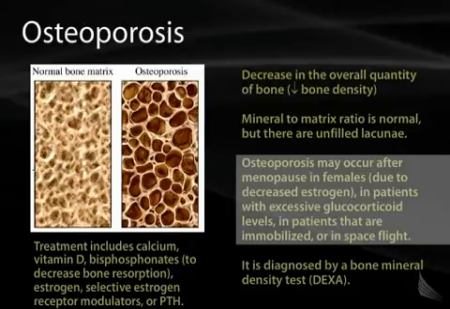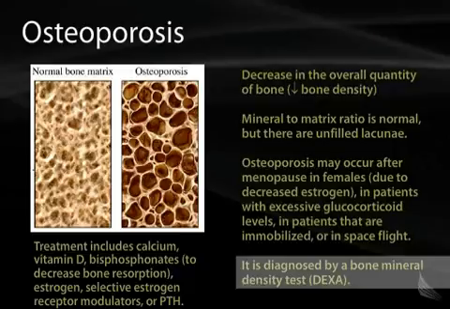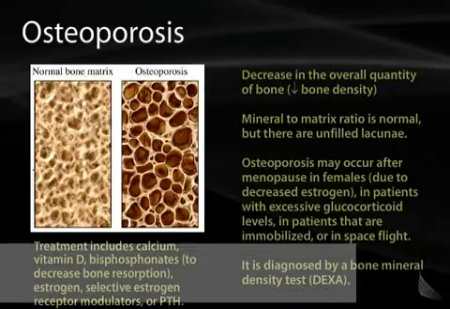And osteoporosis may occur oftentimes in females after menopause because estrogen is a very important hormone that maintains bone mass. But also it could be seen in patients who are treated with excessive glucocorticoids for a long period of time, or in patients who have been immobilized for a long period of time, such as people with fractures of the long bones, or even astronauts who have been in long space flights who don't have weight-bearing activity to maintain their bone strength and mass. The diagnosis is often made by using a DEXA scan.